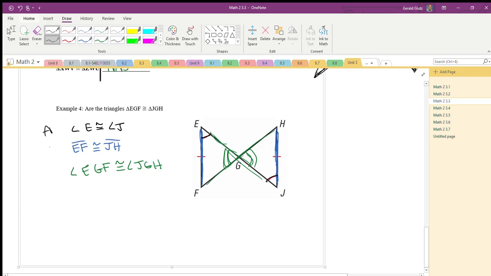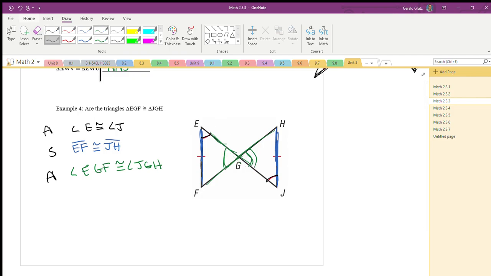So this was an angle, this was a side, this was an angle. So now I have three things, I just have to figure out what order they're in. So the blue side is the side we used. Then I got an angle and an angle. So if these are the two angles we used, the blue side is not touching both. The blue side is only touching this angle. It's not in between. So it would be angle, angle, side. So triangle EGF is congruent to triangle JGH by angle, angle, side postulate. And that's it.